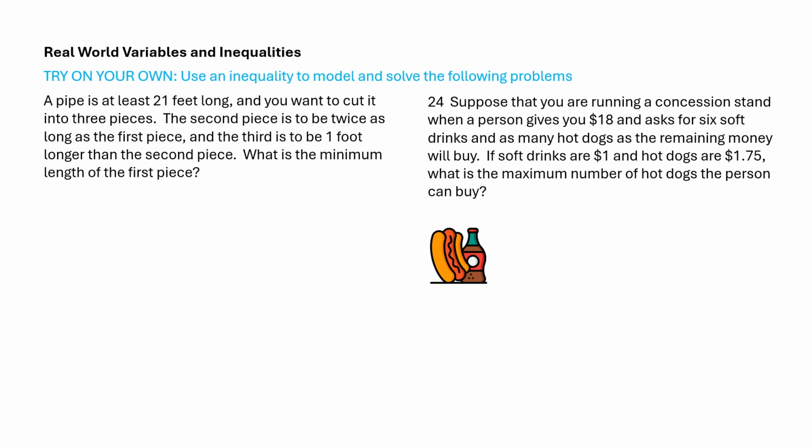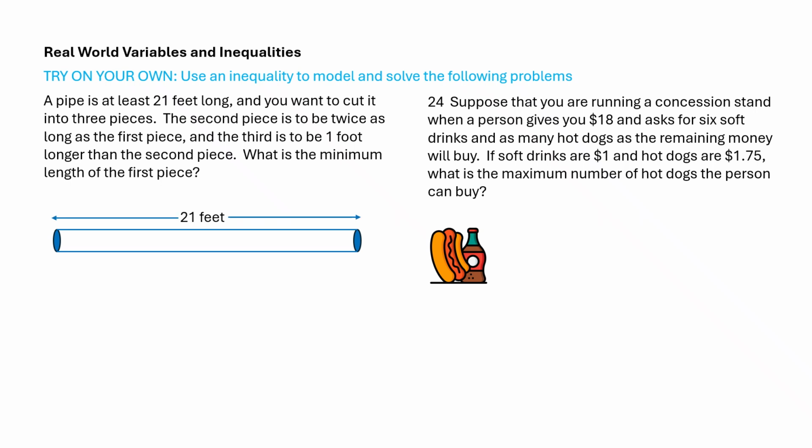So we have this pipe, right? And this pipe is at least 21 feet long. All right. And you want to cut it into 3 pieces. But let's let P represent the first pipe piece, okay? So if we cut it up, the first pipe piece to the left is just going to be P. It says the second piece is twice as long as the first piece, so that means 2P. And the third is to be 1 foot longer than the second piece. So remember, the second piece is 2P, plus 1 more foot should be 2P plus 1.